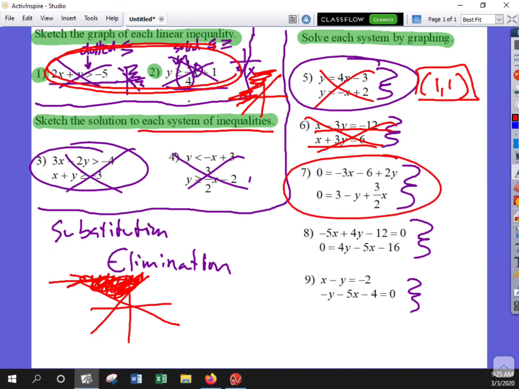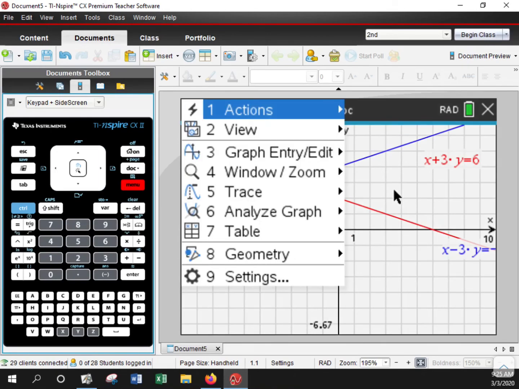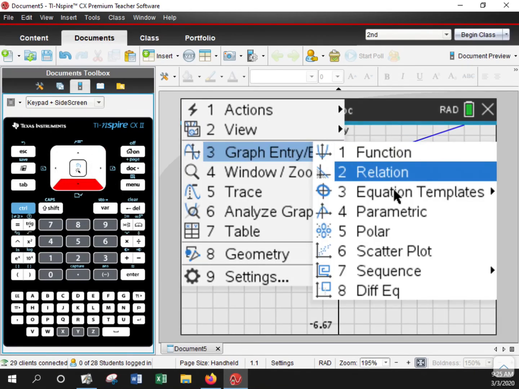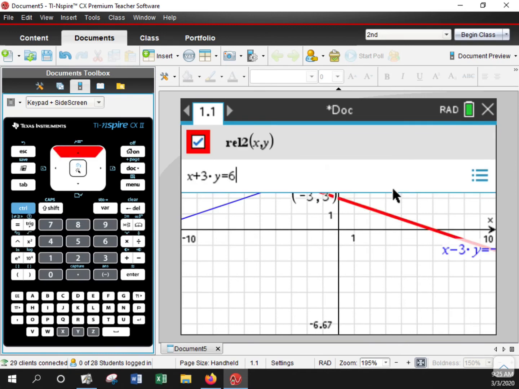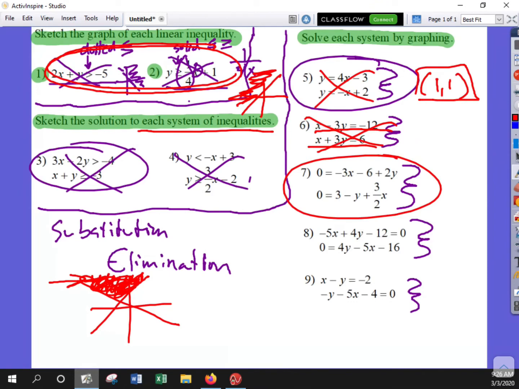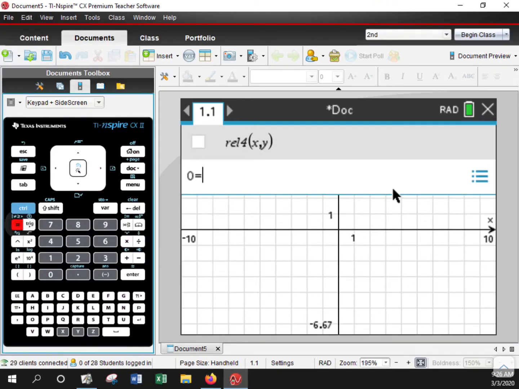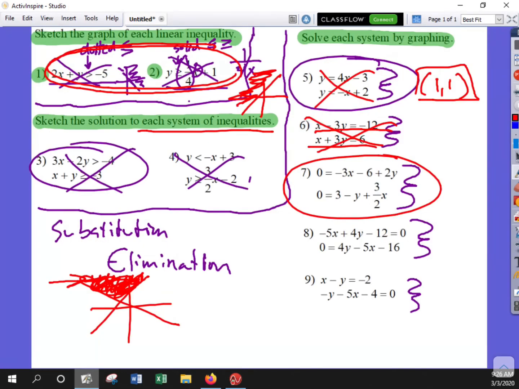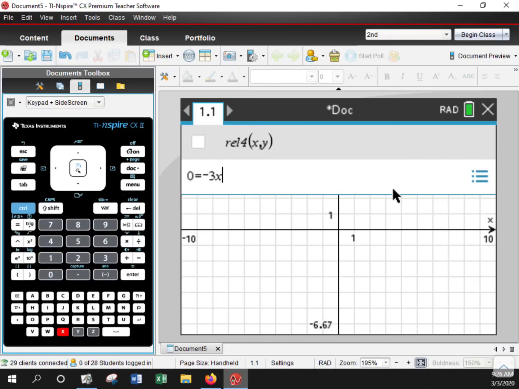Even if your equations look super ugly like this equation is, both of them are really ugly, all we have to do is type it in. This is the really nice part about it. So Menu, Graph Entry, Edit if I need to, Relation, and that's why we can use this Relation button, because it makes it super easy when we're typing stuff in, okay? Because as long as it's an equation, we can type it in anyway. So 0 equals negative 3x minus 6 plus 2y, okay? Press down, there's my first one.